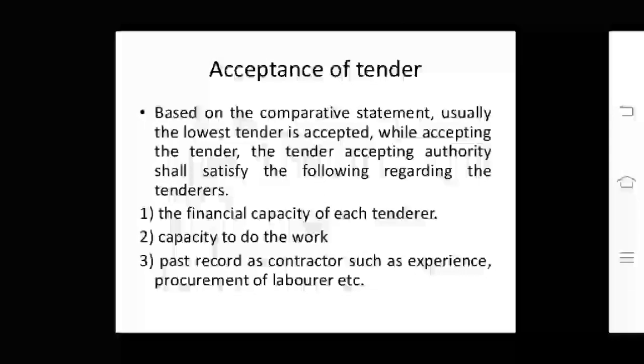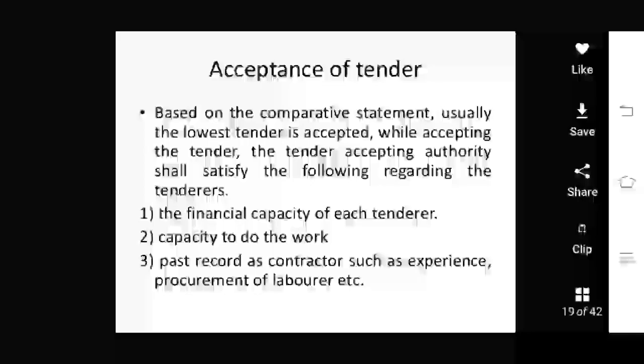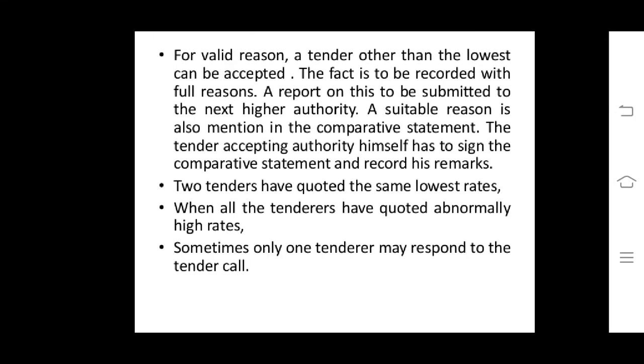Acceptance of tender. Based on the comparative statement, usually the lowest tender is accepted. While accepting the tender, the accepting authority shall satisfy himself regarding the following about the tenderers: first, the financial capacity of each tenderer, second, the capacity to do the work, and third, past record as a contractor such as experience, procurement of labor, etc.